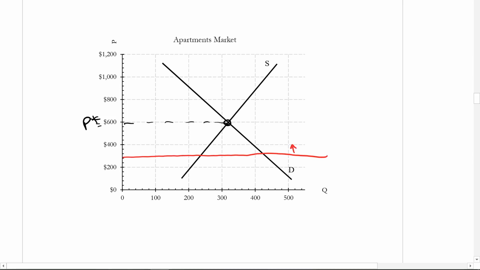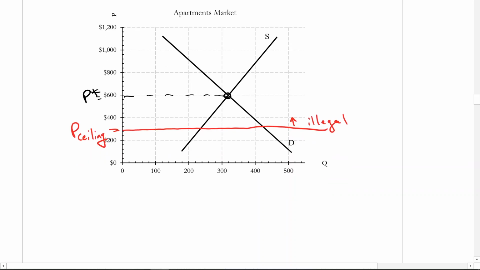So anything above $300 is deemed illegal in the effort to make housing more affordable, the price of the ceiling. But that now makes this equilibrium price of $600 illegal. So landlords are going to have to drop the prices of their apartments down to, we're going to call this $300. So at that price, we come over to the supply curve.